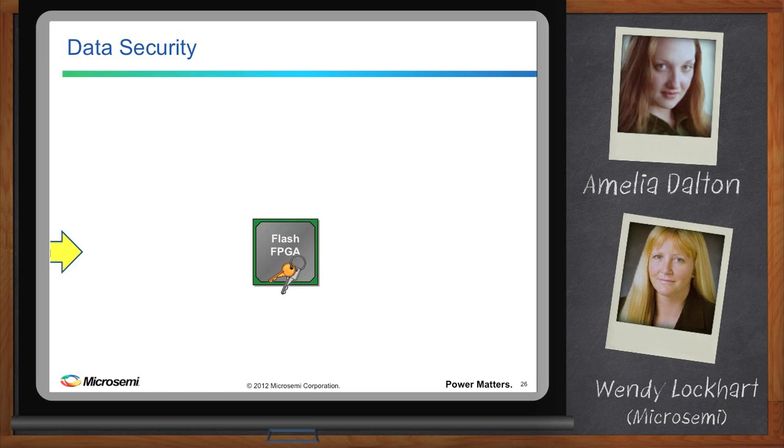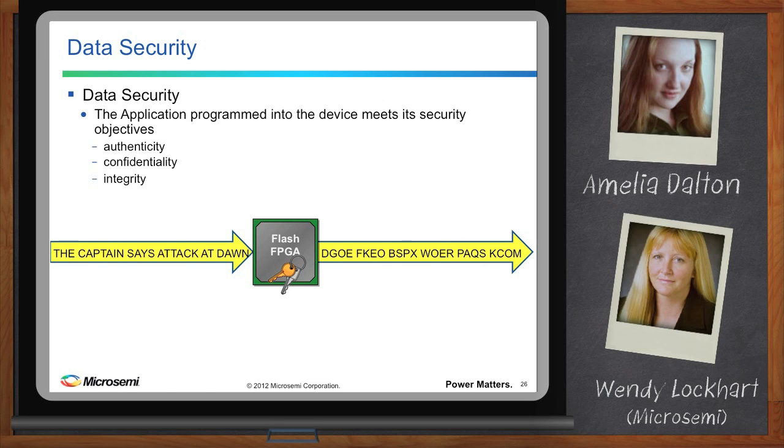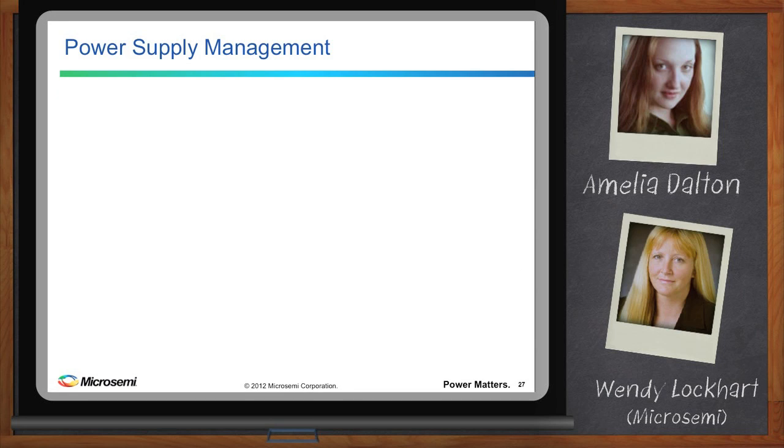This is where the device receives a message, authenticates the sender, encrypts it, and then sends the message, maintaining the confidentiality and message integrity. Microsemi has a host of IP partners that have partnered with us based on the advanced security inherent to our flash-based FPGAs. Summing all this up, what can you do with the mixed signal power manager?